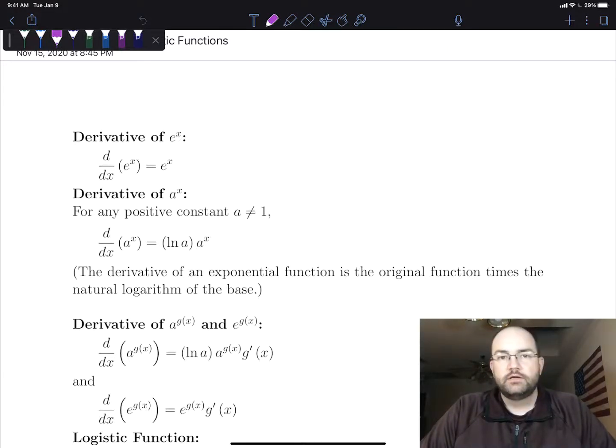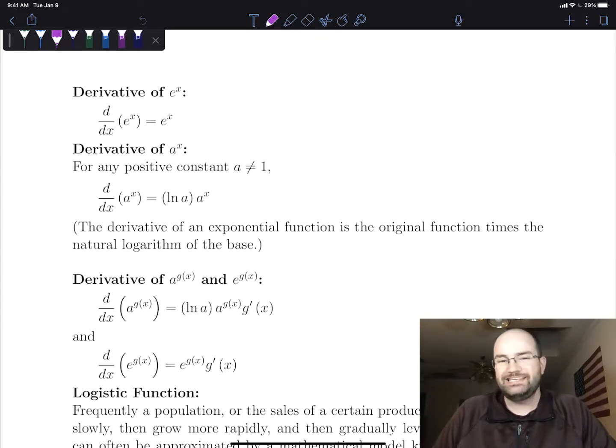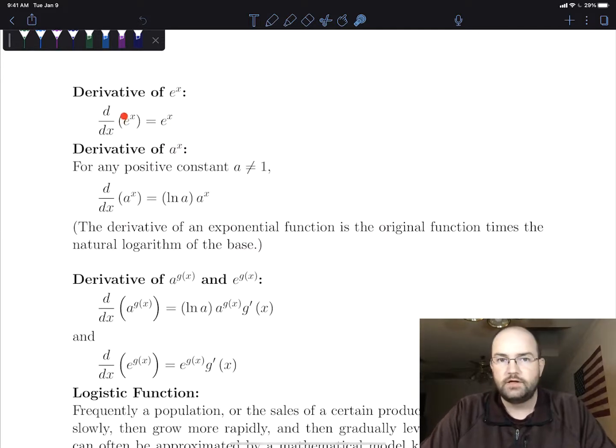Hello. In this video, we want to look at the derivative of e to the x to begin with. So the derivative of e to the x is just e to the x. I'm not going to go through the proof of this. If you want to see the proof, let me know in class. Now, here's the thing. The reason that we love the natural exponential, the natural number e to the x power, is because the derivative of e to the x is e to the x.